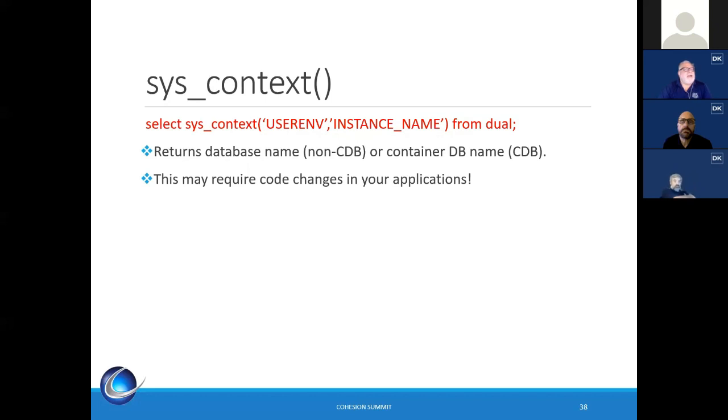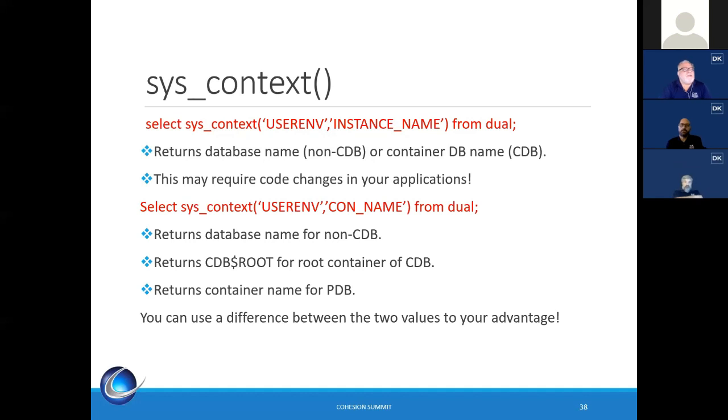SYS_CONTEXT. This is going to be one where if you're getting your database name for like a report header, for example, this is going to return the database name for the container or the non-container. So if you want the pluggable database instead, you're going to have to make some changes. If you use container name instead of instance name in this query, it'll return the database for a non-CDB, root for the root container, or if you're in a pluggable database, it'll return the pluggable database name. And you can actually pull both of them and compare them to see what kind of environment you're in.